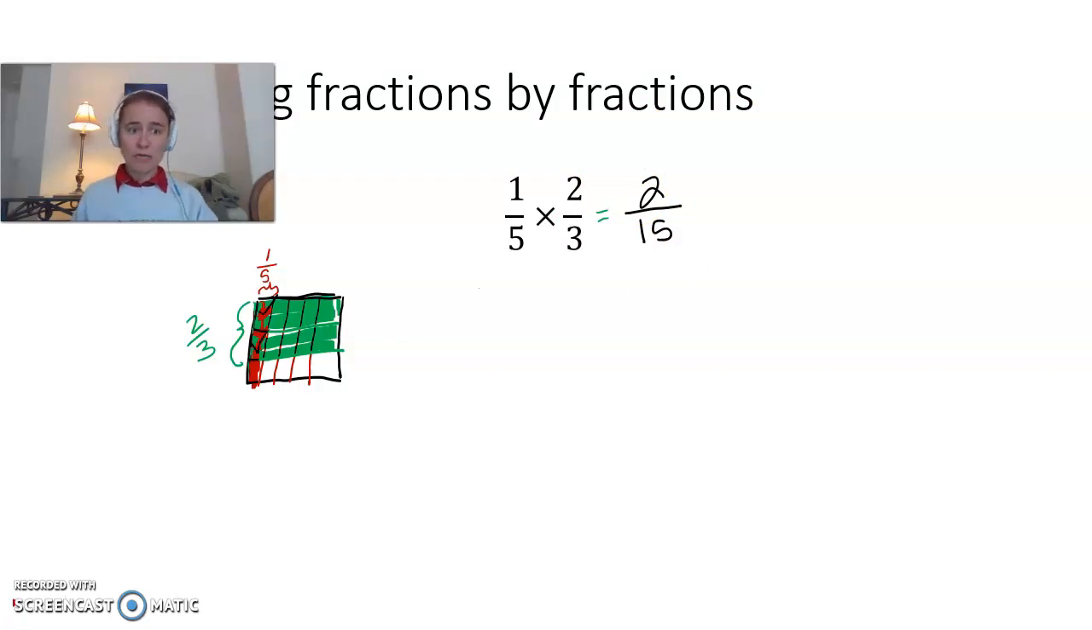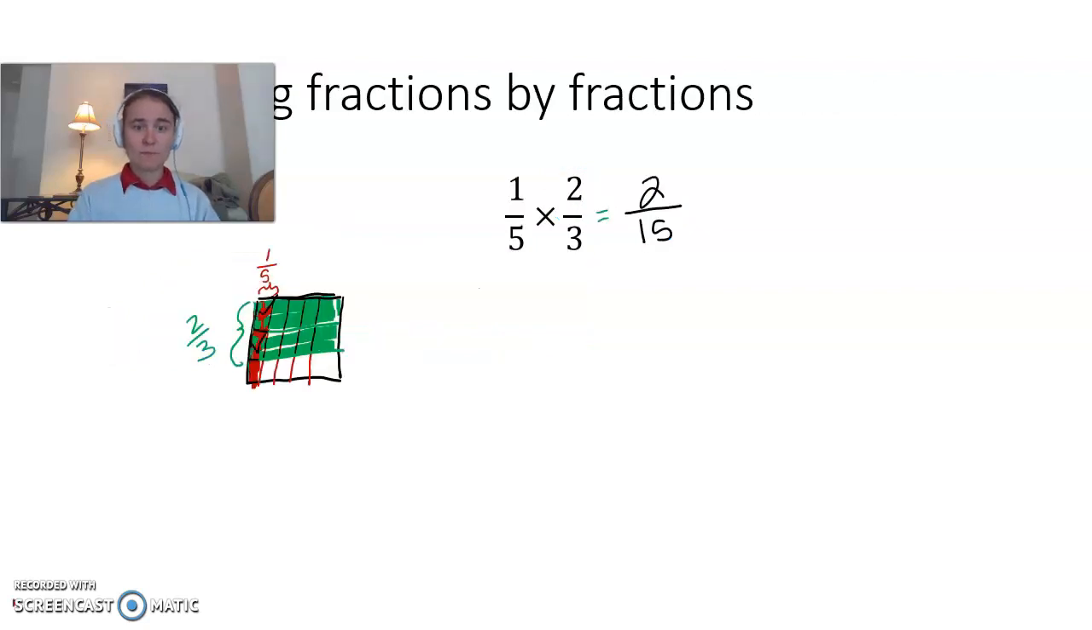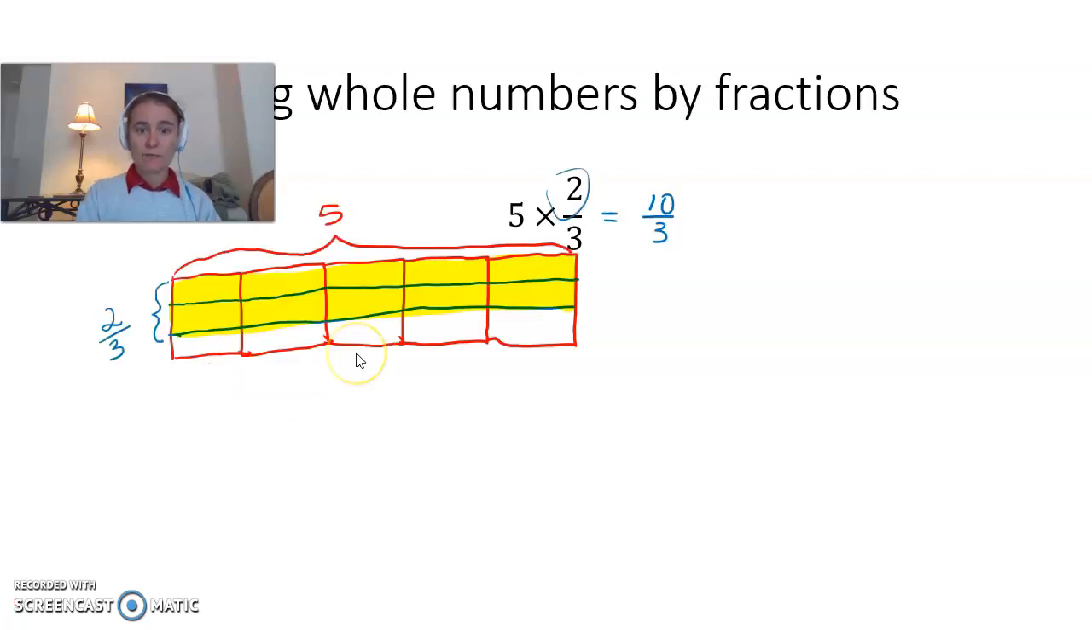Now, one thing you might notice is that here our denominator changed, but here our denominator stayed as 3. And I want you to think about why that is. When we multiplied 1/5 times 2/3, the number of pieces that made up one whole changed. It changed to 15. But when we multiplied 5 times 2/3, the number of pieces that made up one whole was still 3. So the denominator still stays at 3.